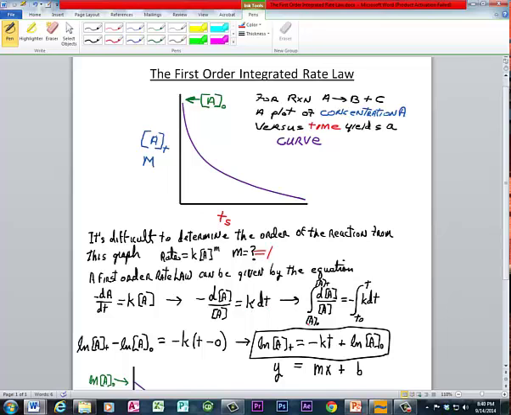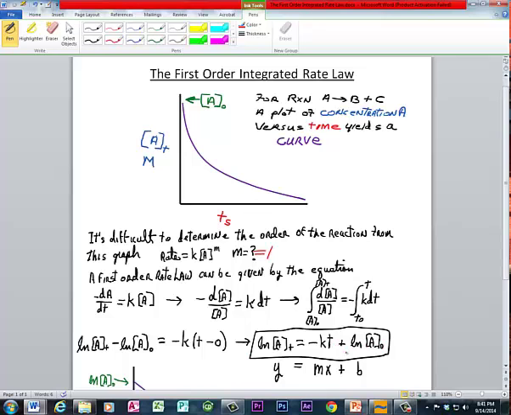Now we'll just take the definite integral from the initial concentration A naught to A at some time t, and dA over A is simply the natural log of A, and we'll evaluate it between those two points. And we'll do the same thing on the right side of the equation, evaluating it from time 0 to time t, which will give us minus k, parentheses t minus 0. We're just evaluating it between these two points, which is just going to give us, after a little bit of rearrangement, the natural log of A at time t equals minus kt plus the natural log of A naught.